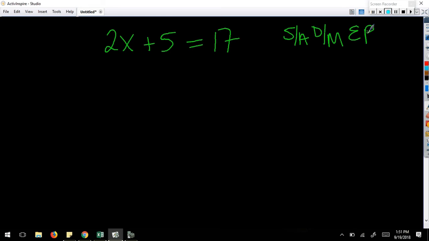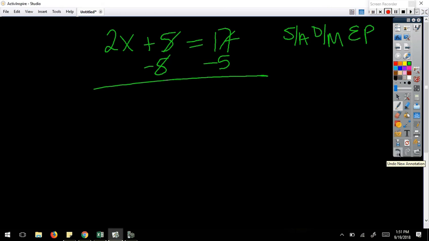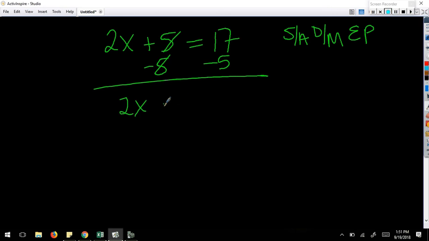Okay? So if you look, parentheses are always last. You start with addition, subtraction, and that's why I move the 5 first. So to move the 5, what do I need to do? Subtract it. So subtract 5 from both sides. That doesn't cancel. So I get 2x equals 17 minus 5 is 12. Now I can move on to the multiplication, division, and I can divide by 2.